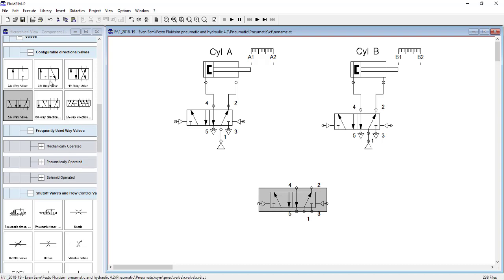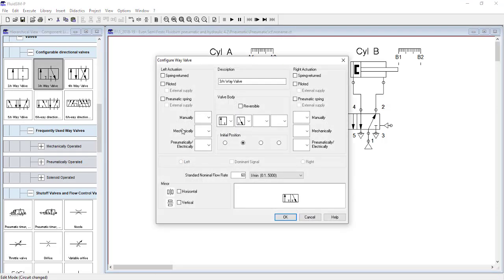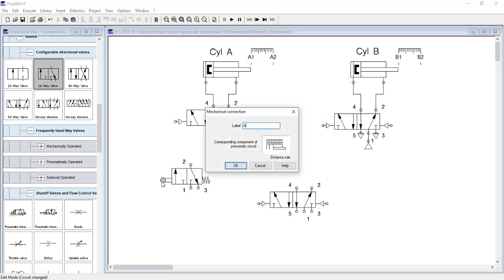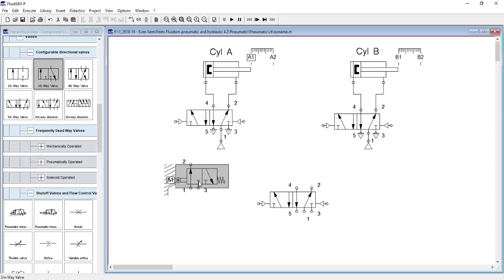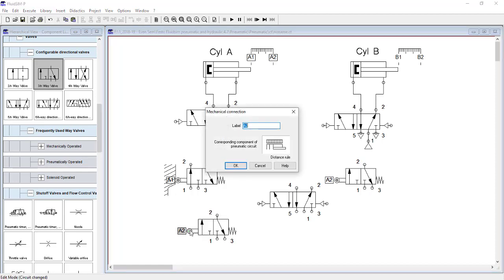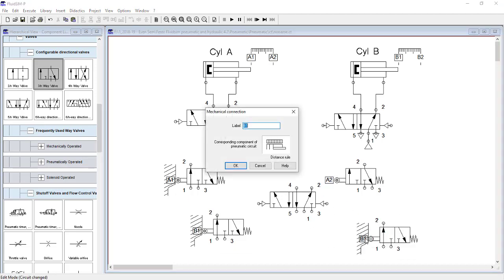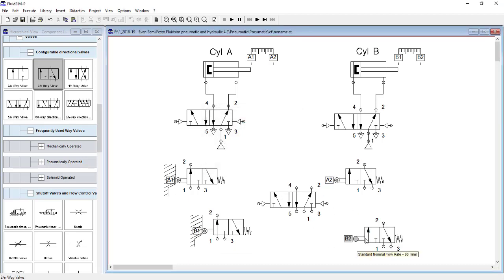Now there are 4 limit switches. By now you should know that a limit switch is nothing but a 3 by 2 spring return direction control valve. Okay, so this is what? This is A1. Similarly, we will have A2. We will have B1 and we will have B2. Okay, so this is done.